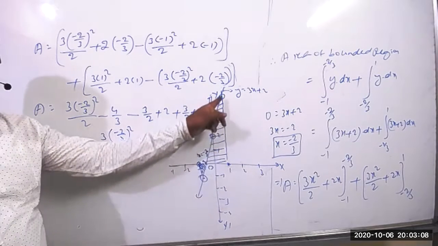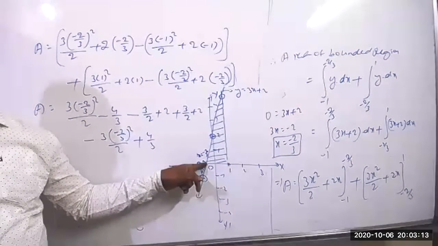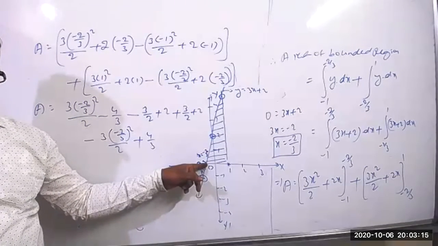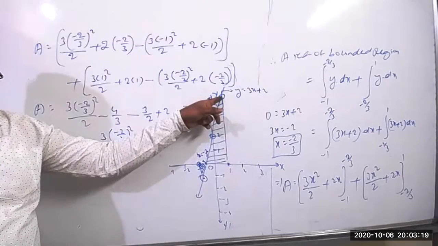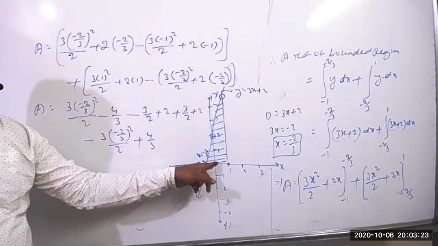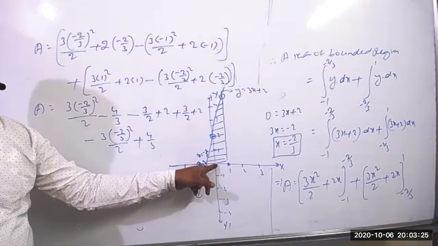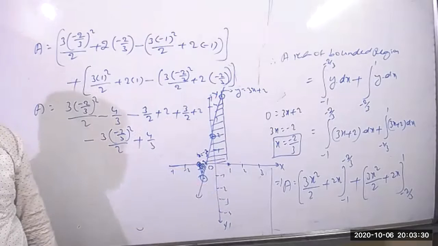Generally, it forms a triangle, correct? Then the area of a triangle equals half into base into height. This is the height now. Height equals how much? 5. Correct or not? 5. And base equals from minus 2 by 3 to 1. You can take this whole length as a base. That also you can verify.